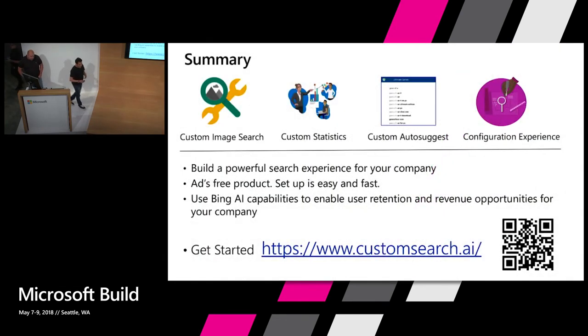So as you see, we talked about the powerful capabilities we are launching as part of Bing Custom Search version 2. We talked about custom image search, how you can create a visually compelling experience using custom image search. We talked about auto suggest, how you can use auto suggestions on your website as part of your custom search instance. We also talked about the statistics along with the configuration experience, which can help you to manage the instance better.